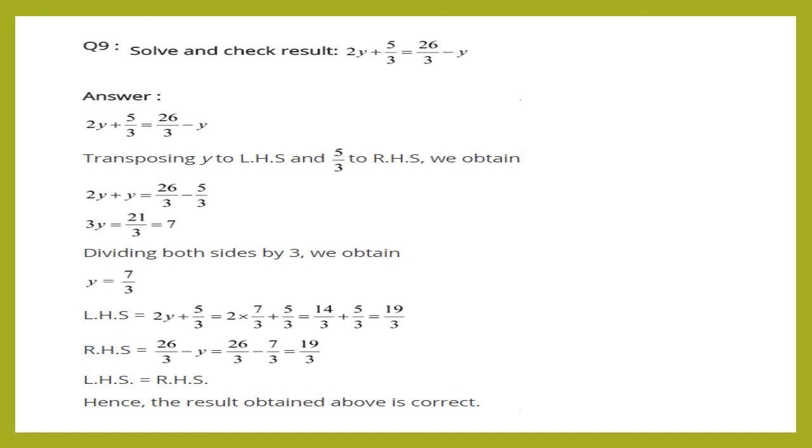RHS equals 26/3 - y, which is 26/3 - 7/3. Here also the common denominators are 3, so we can subtract the numerators directly. In 26, 7 goes means we'll get 19. So 19/3. LHS is also 19/3. RHS is also 19/3. Therefore, LHS equals RHS. Hence, the result obtained is correct.